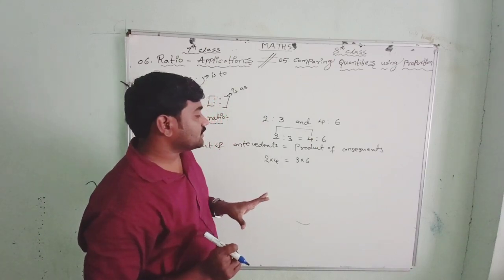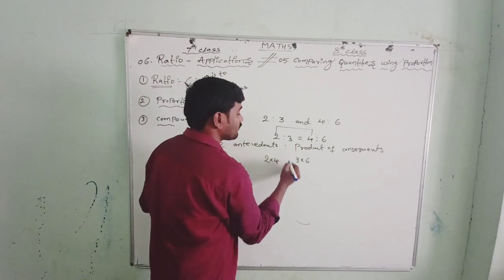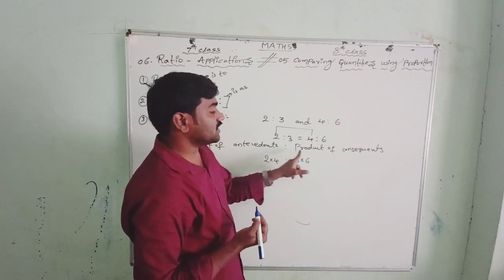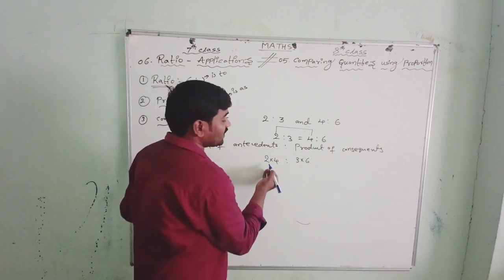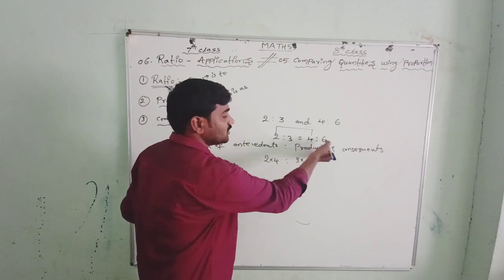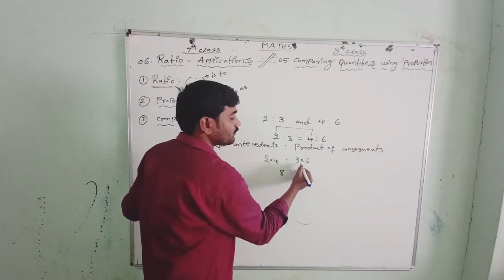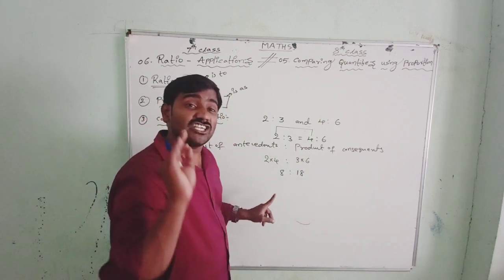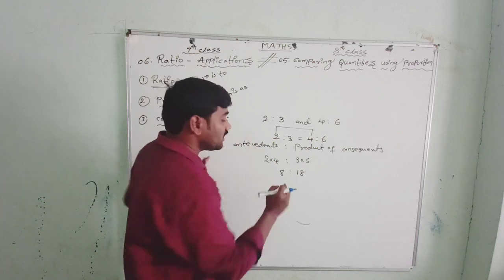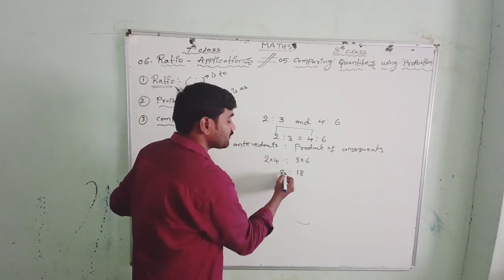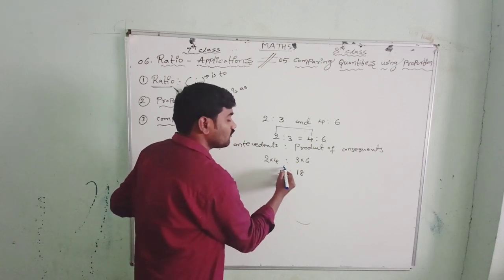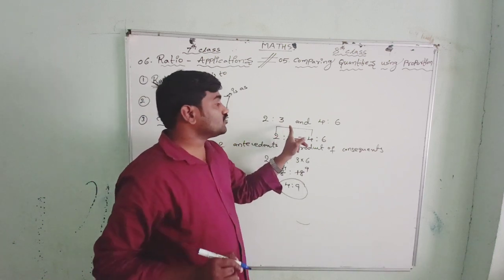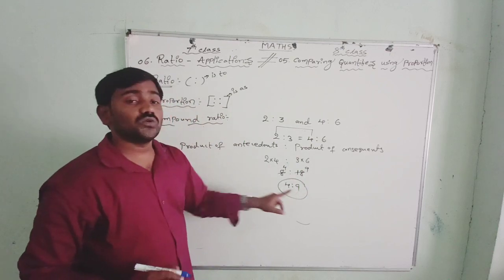Product of antecedents is to product of consequents. Product of antecedents 2 into 4 is to 3 into 6. 2 fours are 8 is to 3 sixes are 18. 8 is to 18. But always the ratio should be shown in the simplest form. If we are able to cancel, we have to cancel. Here I can cancel with the 2 table. 2 fours are 8, 2 nines are 18. Now we get 4 is to 9. The compound ratio of 2 is to 3 and 4 is to 6 is 4 is to 9.